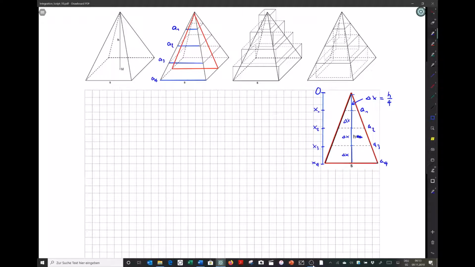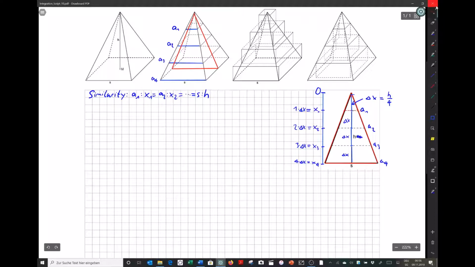Let now xk be the height at which the slice k was cut. So for example, slice 1 up here is cut at this height, the height being measured from the top. Slice k is measured at this height, and so on. And we see that x1 is just delta x here, x2 here is just 2 times delta x, and so on.